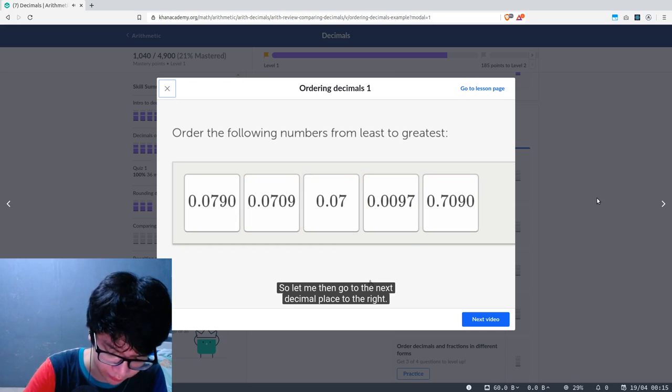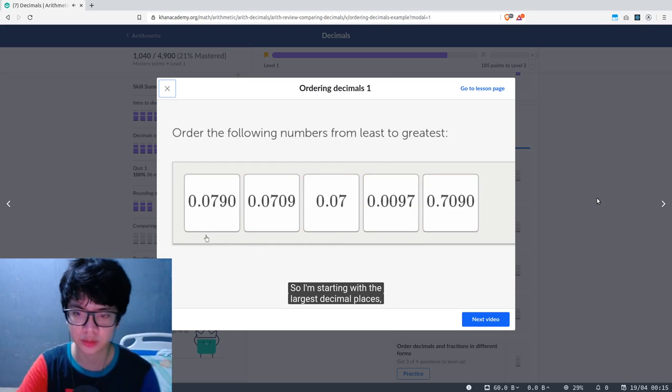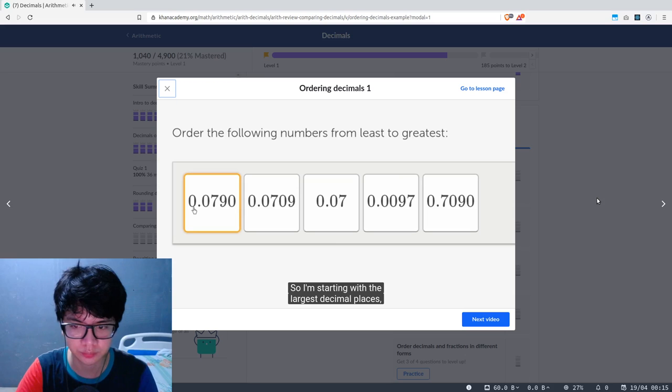So let me then go to the next decimal place to the right. So I'm starting with the largest decimal places, and then I'm going to successively smaller decimal places. So I'll go to the tenths place.